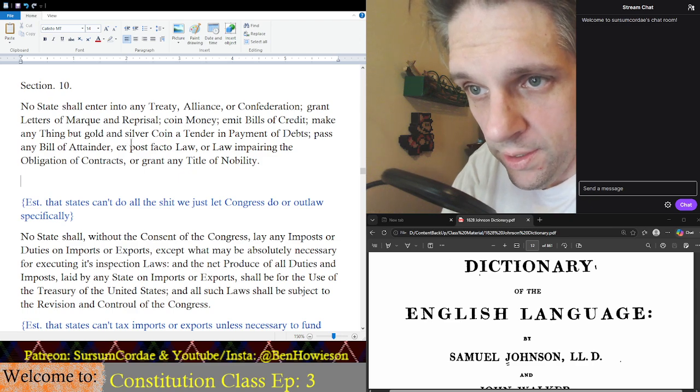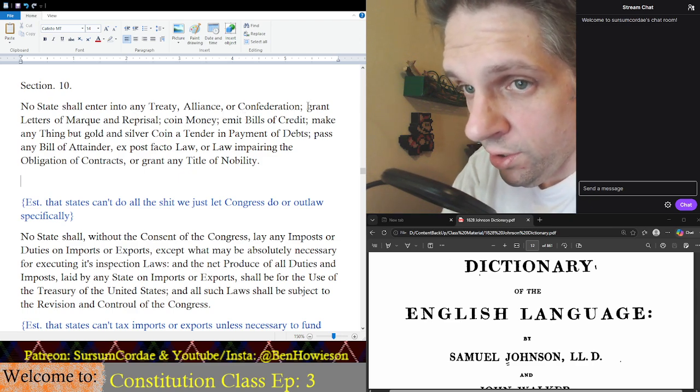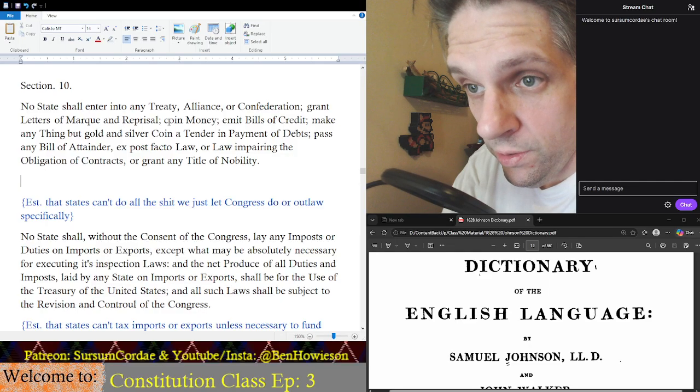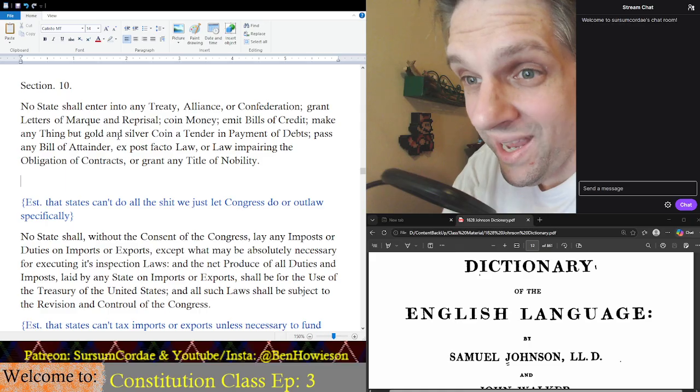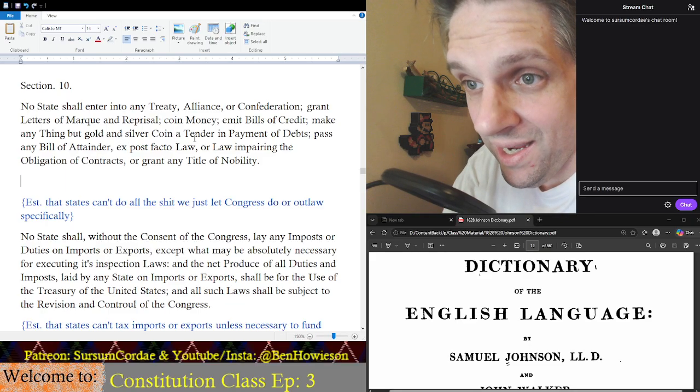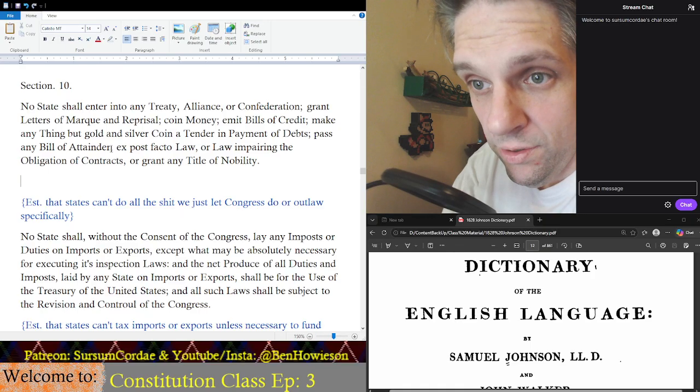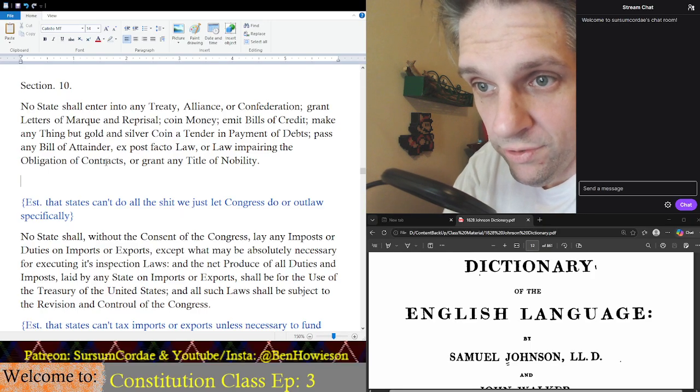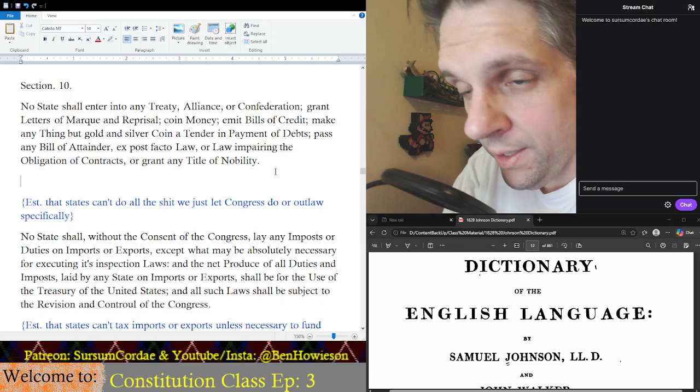No state shall enter into any treaty, alliance, or confederation, grant letters of marque or reprisal, coin money, emit bills of credit, make anything but gold and silver coin a tender in payment of debts, pass any bill of attainder, ex post facto law, or law impairing the obligation of contracts, or grant any title of nobility.